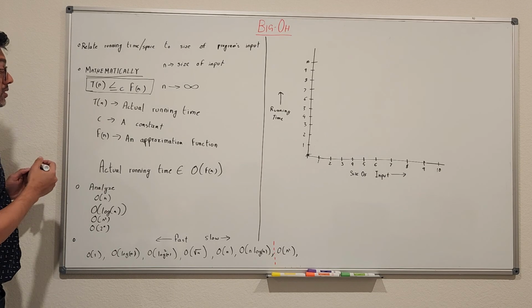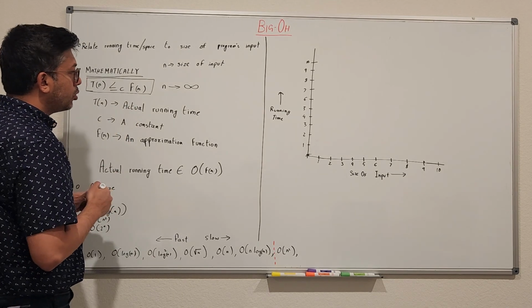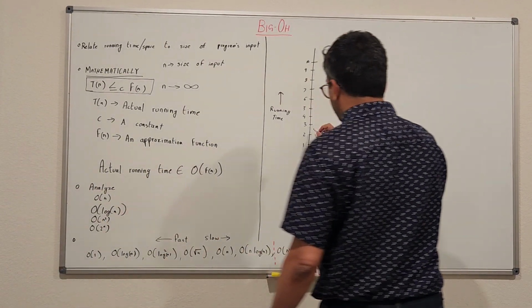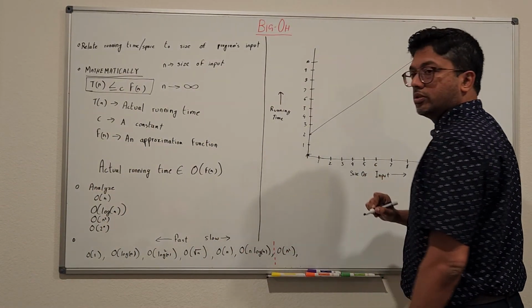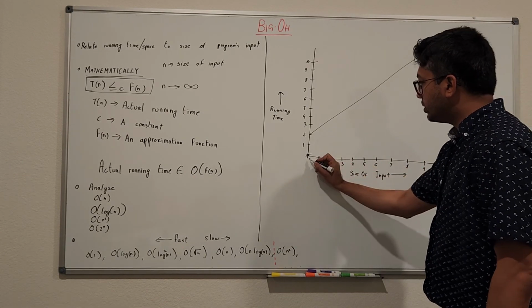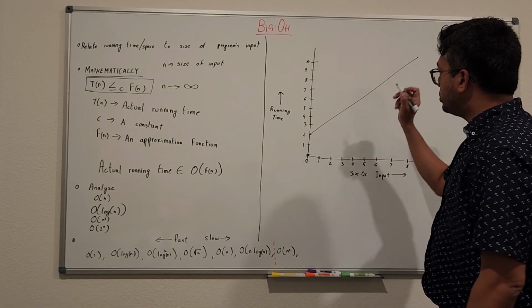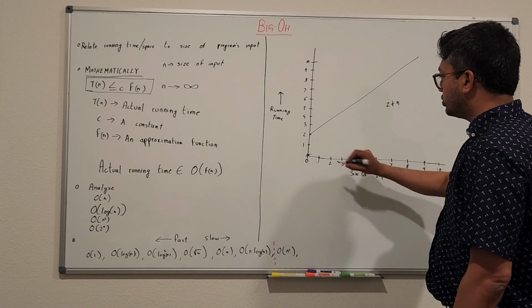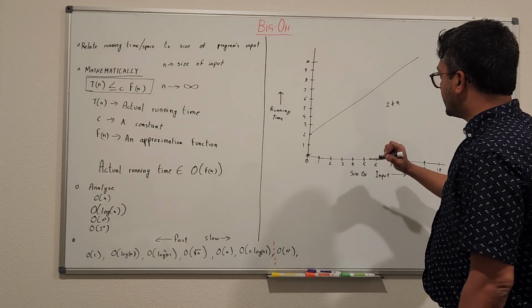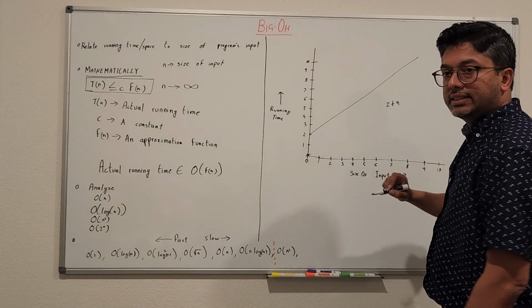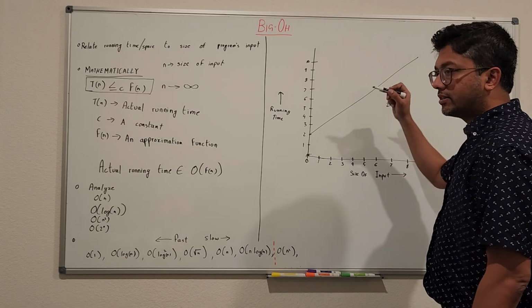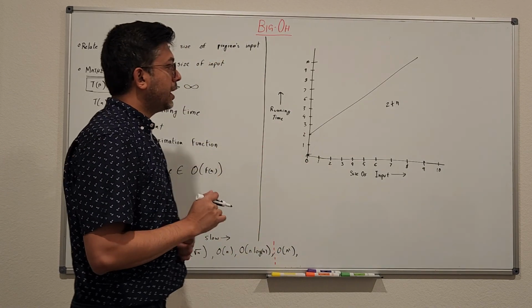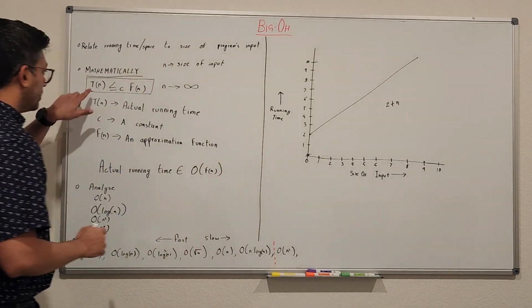So what do we mean by this? Suppose I have a code which is like this. We know it's linear and we know even for 0 it's 2. Say suppose the actual running time is 2 plus the size of the input. So for 0 it will take 2 seconds. For 1 it will take 3 seconds. For 2 it will take 4 seconds, and so on and so forth. So 2 plus size of input.